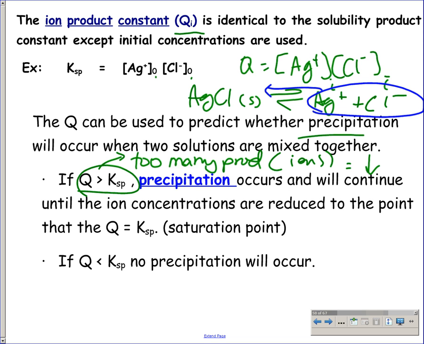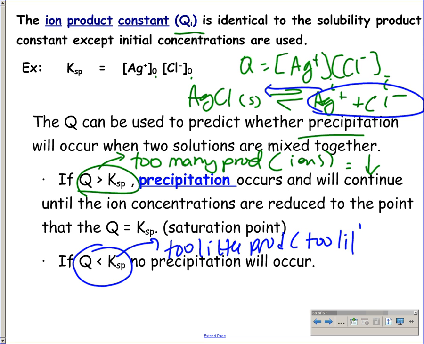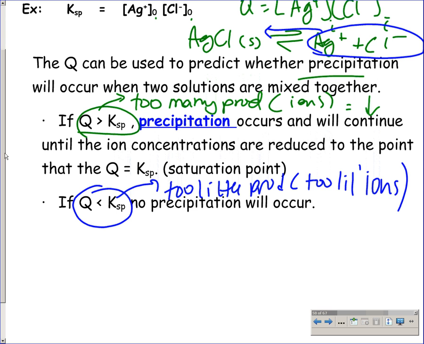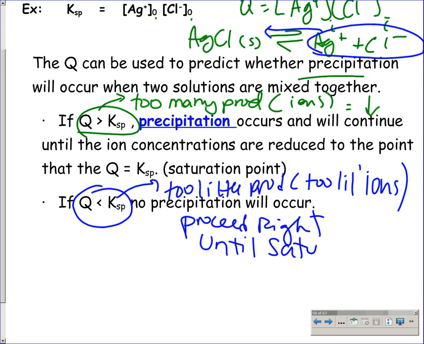Opposite of that, if Q is less than K, we have too few products, and in this case, too few ions, which means you want more ions to form so that your Q and your K can be equal. If you want more ions, you've got to shift which way? Right, so you're going to proceed right. And when does it stop proceeding right? When it reaches saturation. So proceed right until saturated. And at the saturation point, Q is equal to K.